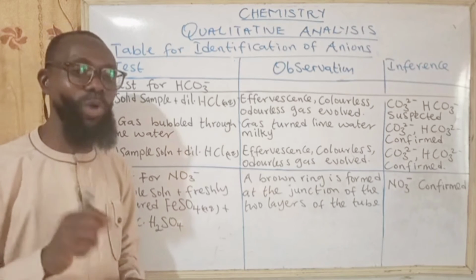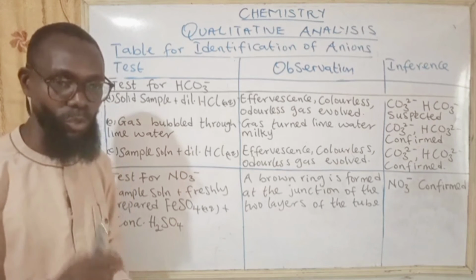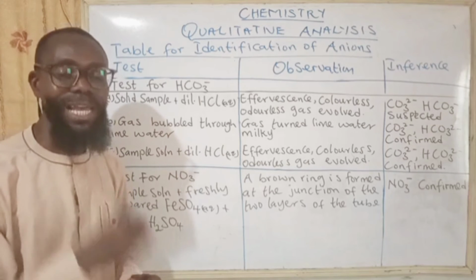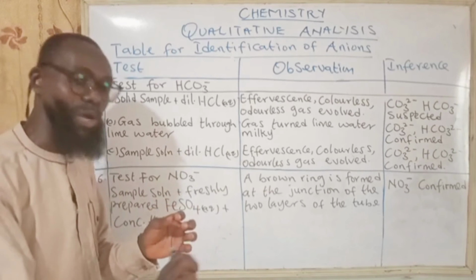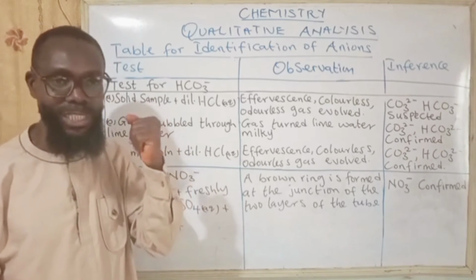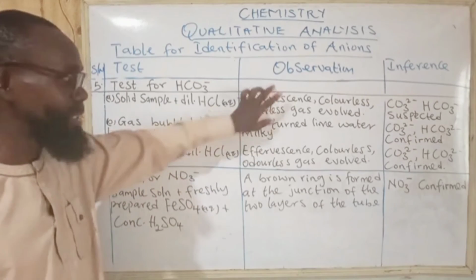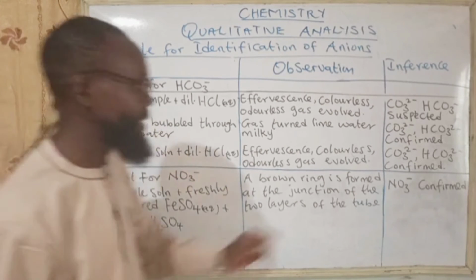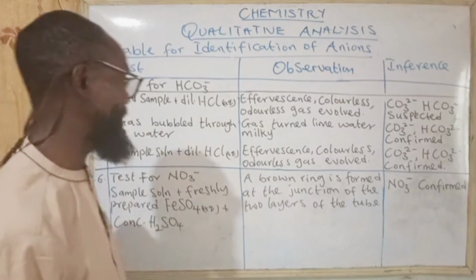Whenever you want to heat, anytime you want to heat, make sure you use your blue and red litmus paper. You wet it. After wetting it, you put it at the mouth of your test tube. So when gas is being evolved, that is going to tell us the nature of that gas. Now, you can do that here as well. Now, this one: effervescence, colorless, odorless gas evolved. Then CO3 2 minus, HCO3 minus suspected.